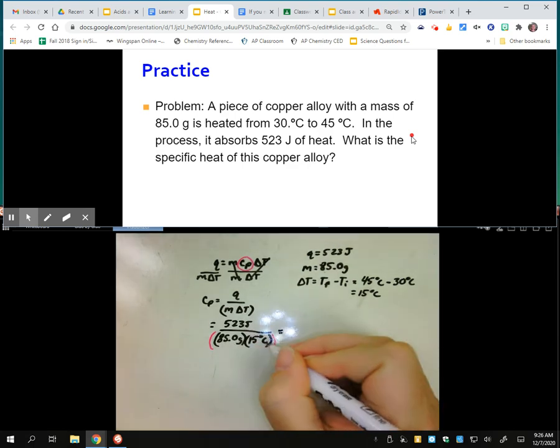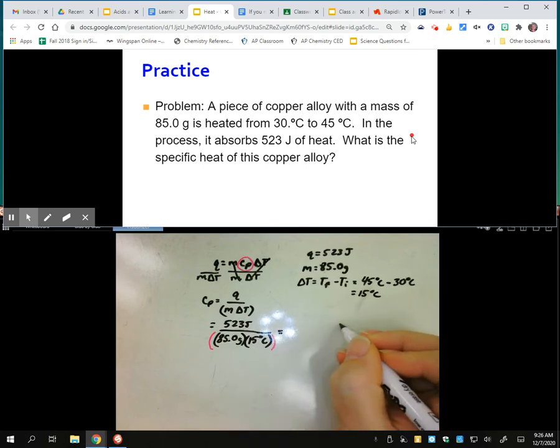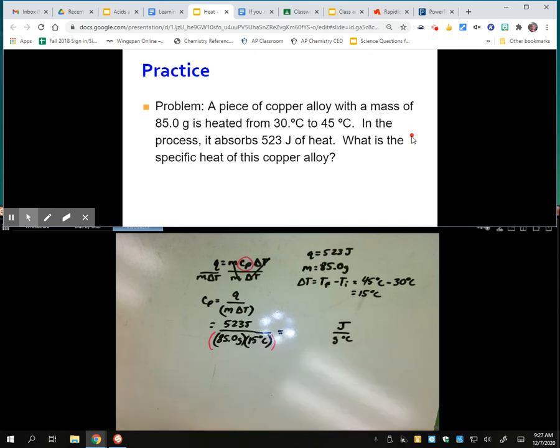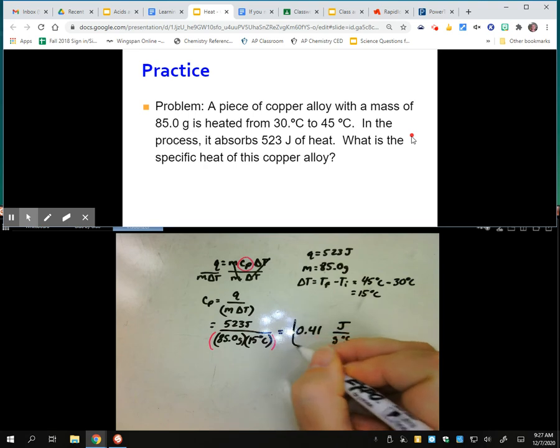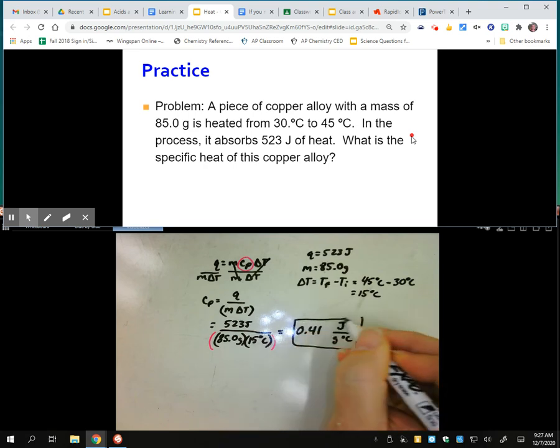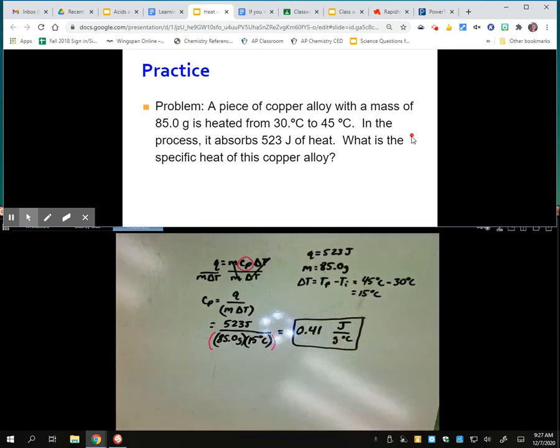No units cancel out, so I have to leave them all where they are. Joules is on top, and grams and degrees C are on the bottom. And that makes sense for specific heat. That's what the units should be. Then I'm going to plug this into my calculator, and I get a specific heat of 0.41 joules per gram degrees C. That is my specific heat of this particular copper alloy.